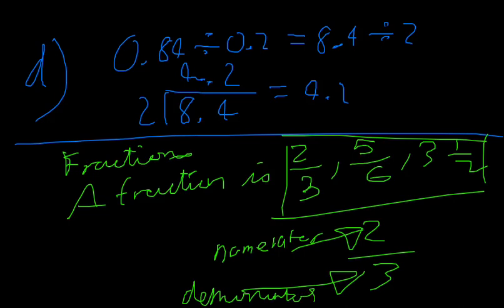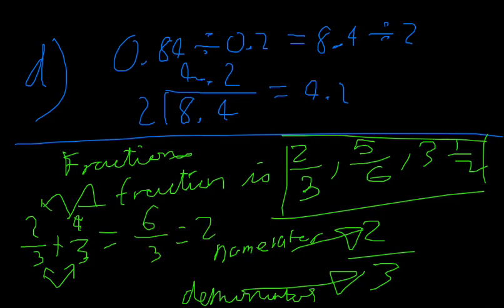So let's do a question. Let's do a simple one, like 2 over 3 plus 4 over 3. Now we need to know that these are the same. They're the same common denominator, so we can just add the top parts. We don't add the bottom parts. So that's 6 over 3, which is equal to 2. Because that cancels that.